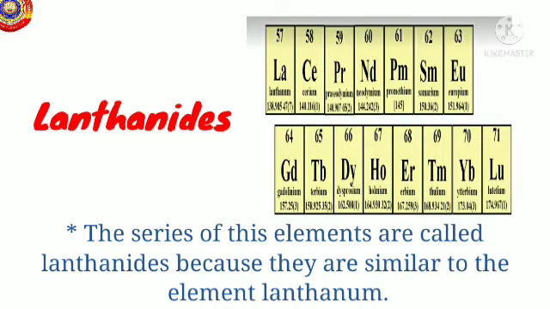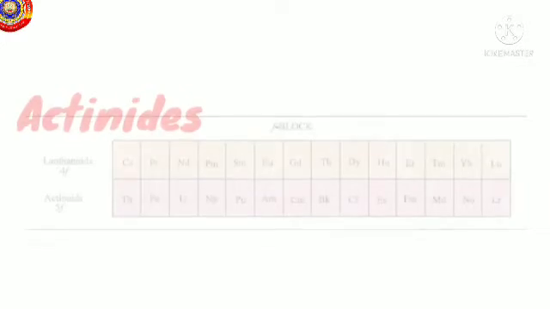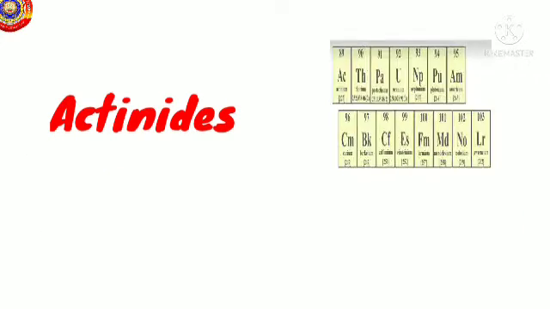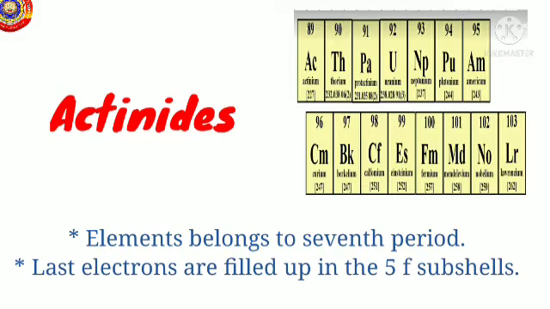Now let's move on to the actinide series. Actinides, otherwise known as actinoids. The elements present in the second row of the F block elements are called the actinide series. The actinide series are 15 consecutive elements in the periodic table from actinium to lawrencium, that is, atomic number from 89 to 103. Actinoids belong to the 7th period of F block elements. On examining the configuration, we can find that the last electrons are filled up in the 5f subshells.